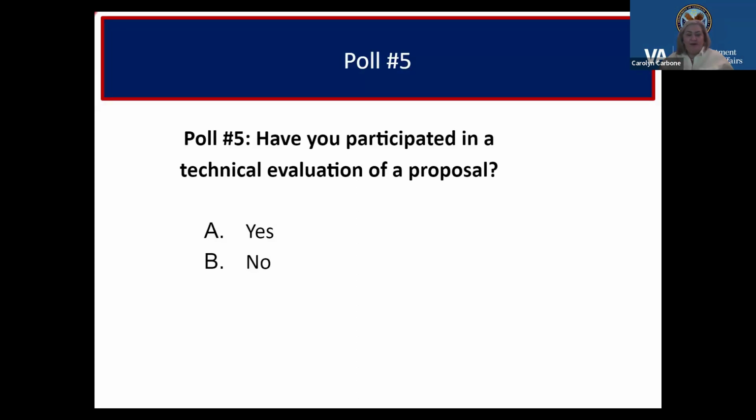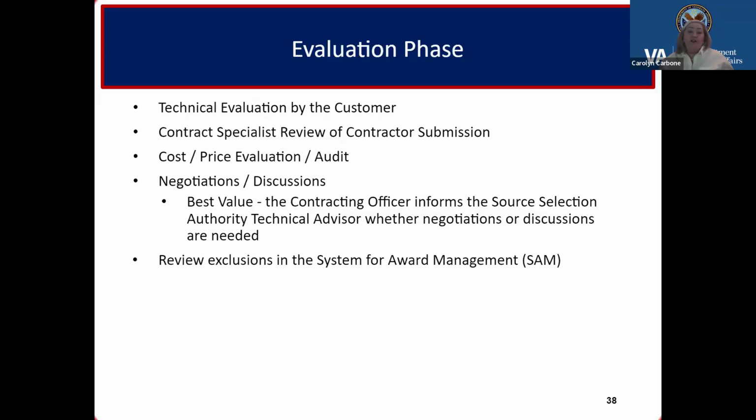That's a 60-40 split there. All right, during the evaluation phase, there'll be a technical evaluation done by the customer team. Then the acquisition folks will review what the contractors have submitted to ensure that it aligns with the terms and conditions other than the technical factor. They'll make sure it aligns with the font, the page limit, the margins, all the little nitty-gritty details to make sure that it's conforming. There'll be a cost price evaluation.